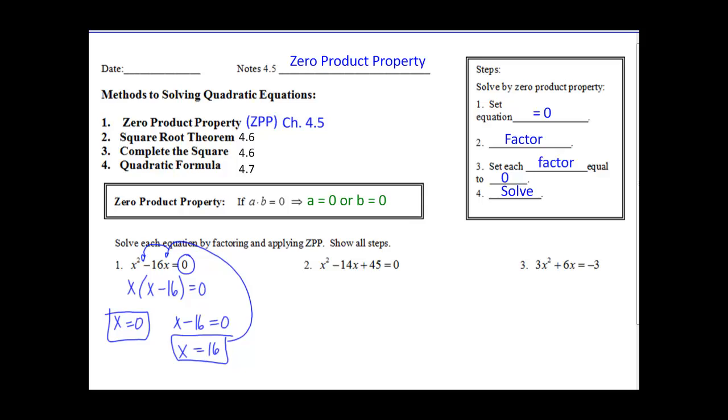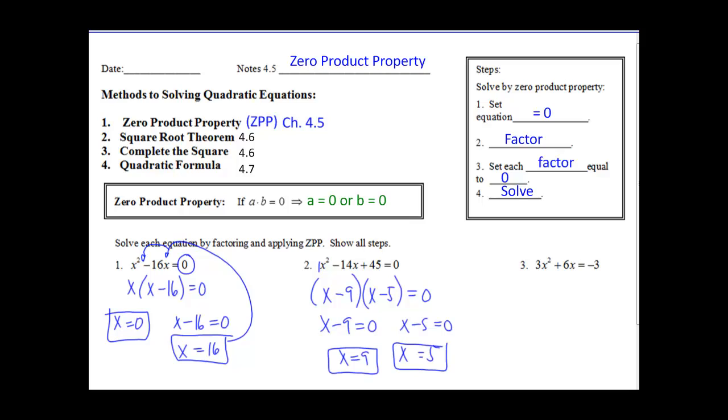Okay, number 2, the leading coefficient is a 1. So again, ask yourself, what times what equals 45 and adds to get negative 14? Hopefully you're thinking 9 and 5 with a minus sign in the middle. So negative 9 times negative 5 should equal 45. Negative 9 plus negative 5 equals negative 14. So we just factored. Set them both equal to 0. So x minus 9 equals 0. X minus 5 equals 0. Solving, x equals 9. X equals 5.